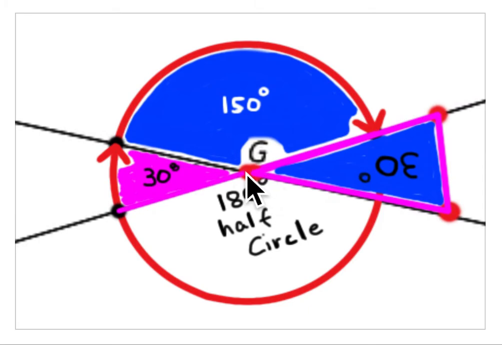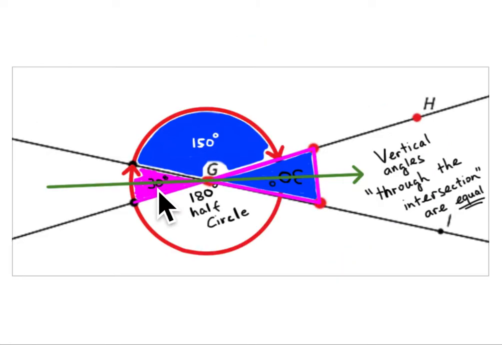And so notice how it's positioned. It is opposite this 30-degree angle through this intersection on the other side. So when you have two lines that intersect, they form what's called a vertical angle. If you draw a line through the intersection, you're going to go from one angle to another angle that's identical. That is a rotation. It's basically a 180-degree rotation of the first angle. So those two angles are identical, and they're called vertical angles.